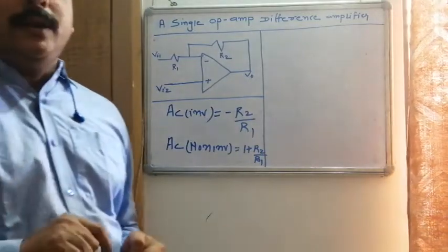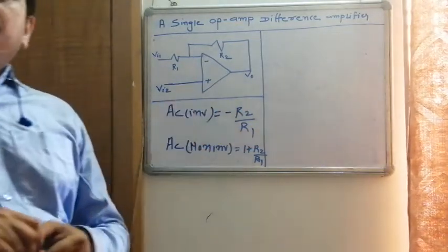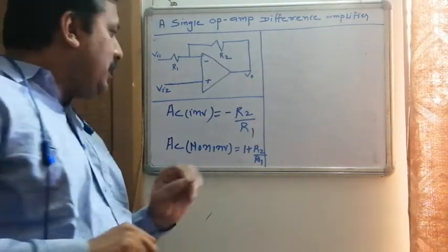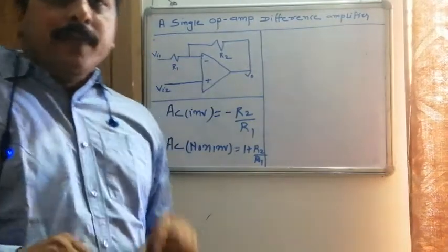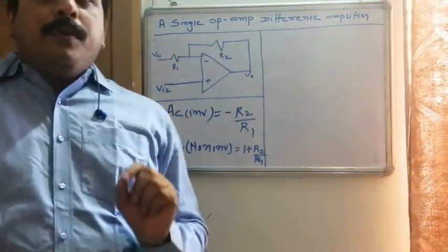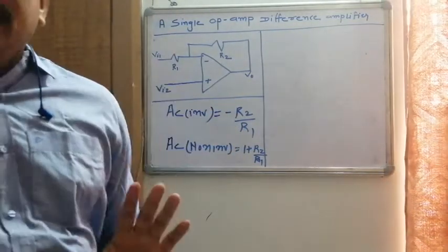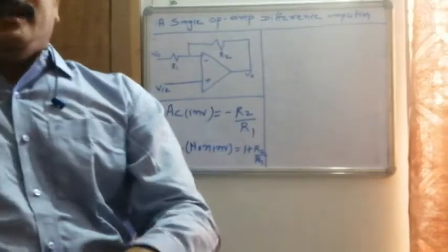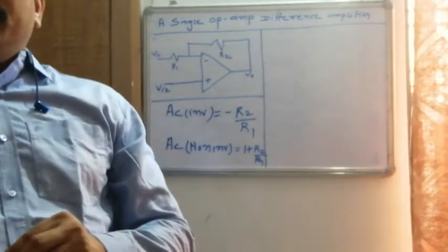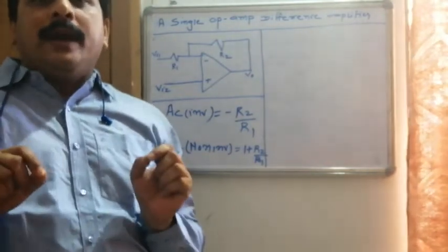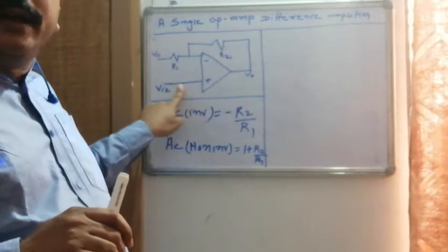So we have two options to make these two gains equal. The first option is to increase the gain of the inverting configuration, and the second option is to decrease the gain of the non-inverting configuration. Increasing the gain of the inverting configuration is not an easy task. It cannot be achieved easily. We can easily decrease the gain of the non-inverting configuration. How? Simple, by applying an attenuator circuit. So here we have applied an attenuator circuit.